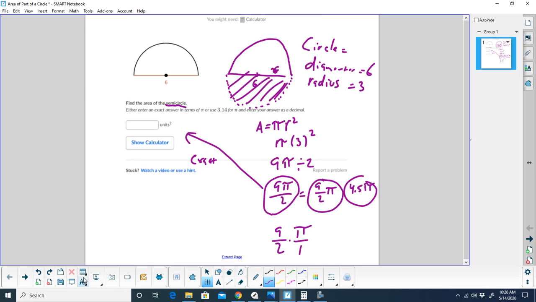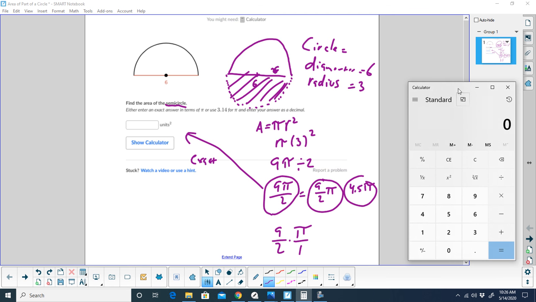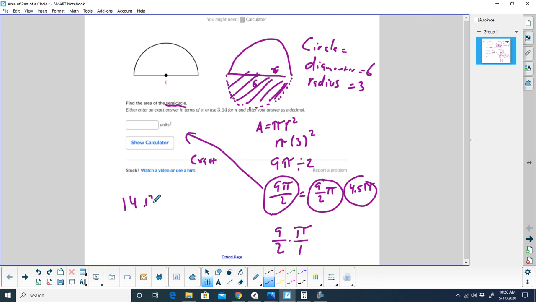Now, but it also said you can use 3.14 in place of pi, which is fine by me, because if I take 9 divided by 2, so that's what 9 over 2 as a fraction is, you get 4.5, times pi, it said use 3.14 as an estimate, so times 3.14, you get 14.13 units squared. And this is the approximate area, all right? Units squared. So the exact area is any of these 3 here. The approximate area is this one.